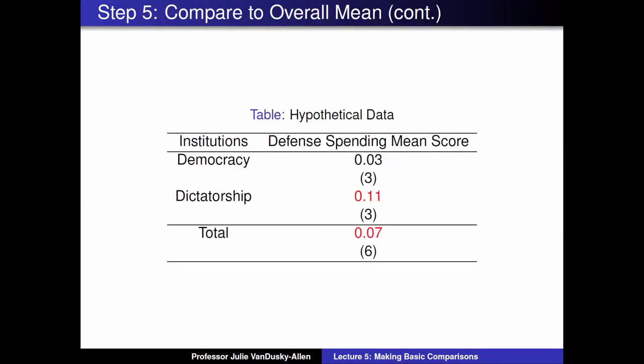On the other hand, the mean defense spending as a proportion of GDP for dictatorships was 0.11, while the overall mean was 0.07, indicating that dictatorships spend more than the overall average on defense spending.